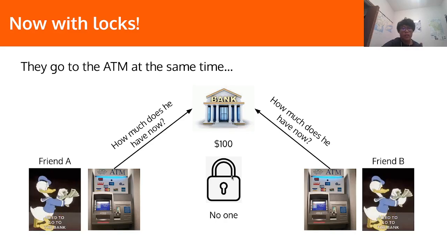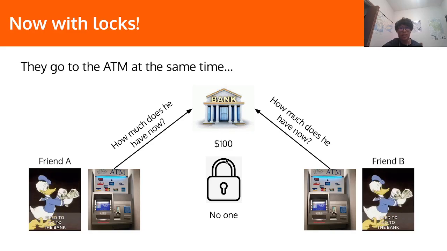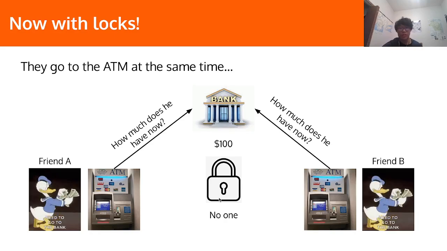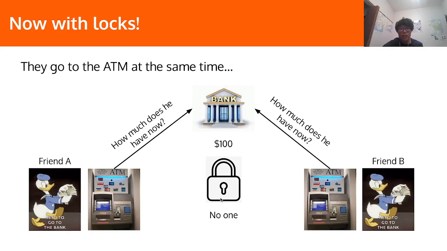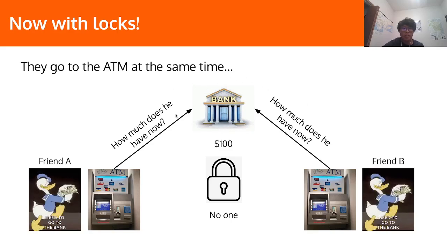Only for both the friends, they have to acquire the lock. Think of it as getting permission. They have to acquire the lock before they can start the transaction, right? And if they don't have the lock, they just have to wait till the lock is free and they can get it. So right now we have a lock and no one is owning the lock, right? No one holds it.